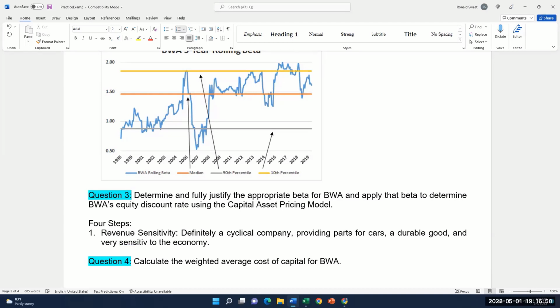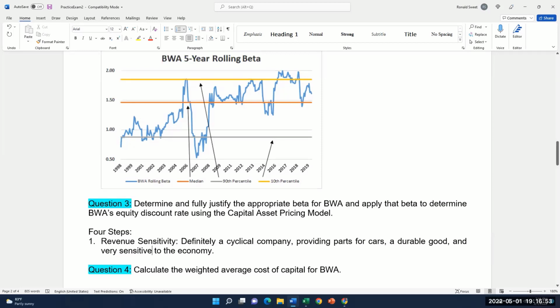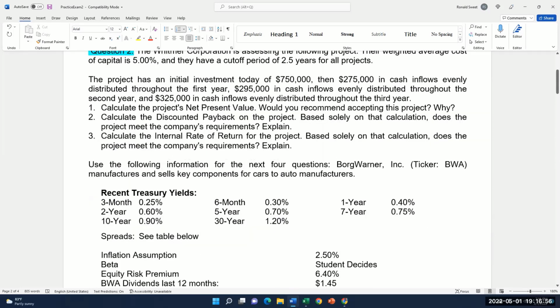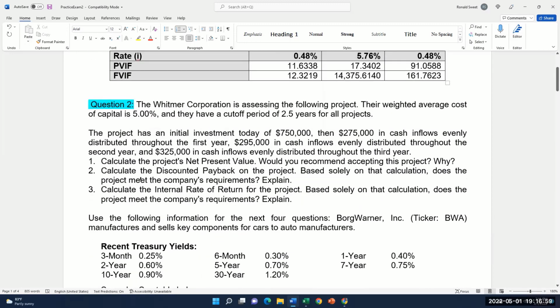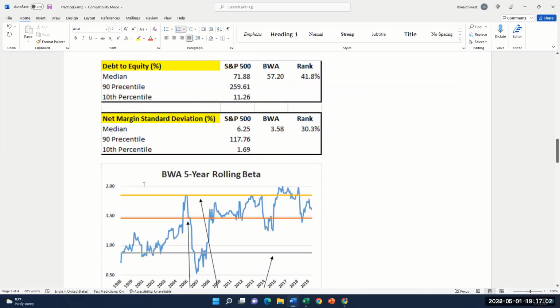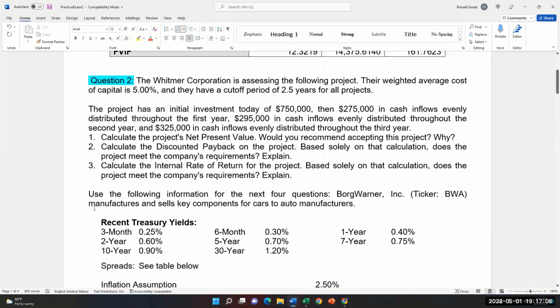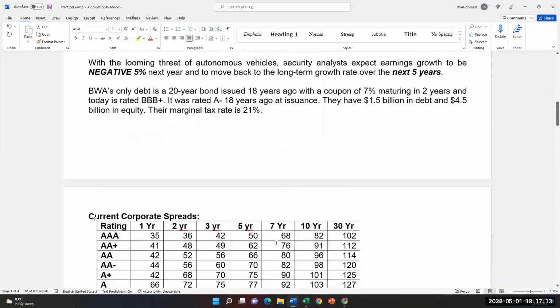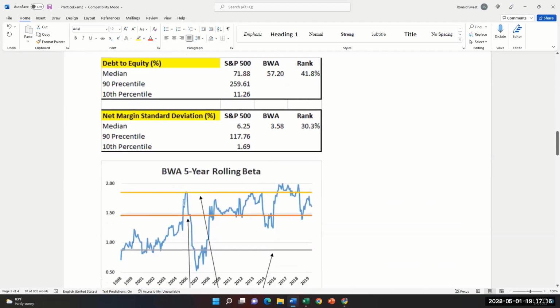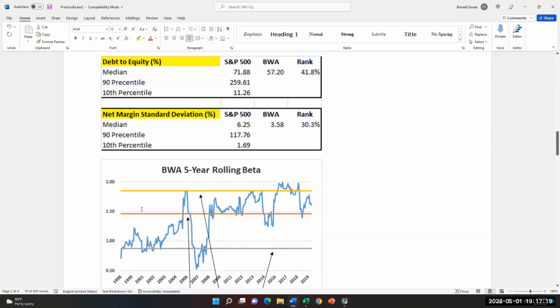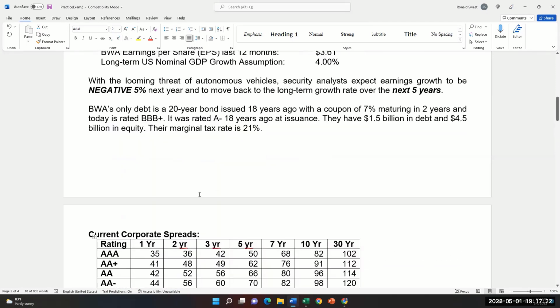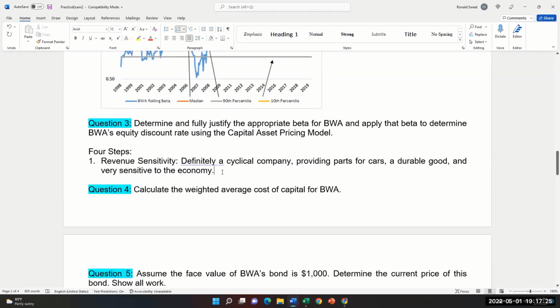I give you a description of the company. If you go up and look, I tell you who it is somewhere in here. Boy, where is it? Oh, they manufacture and sell components for cars to auto manufacturers. If you didn't know for sure that was a high beta company, then you might look at the history first to get a sense of what you're dealing with. You can see it's well above 1. But yeah, this is definitely it. So put this in your answer: beta well above 1.